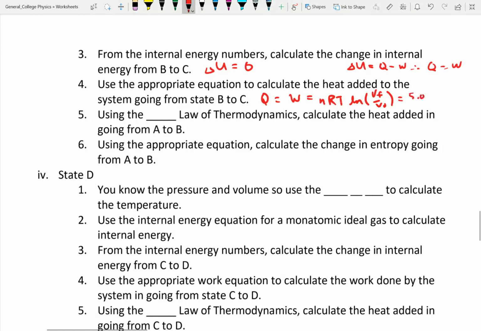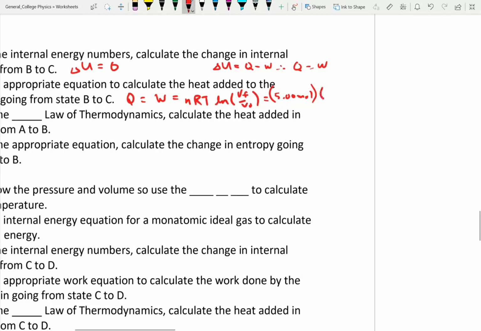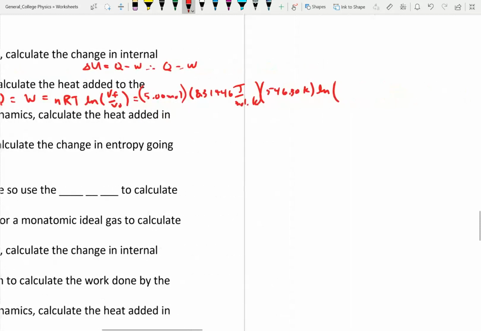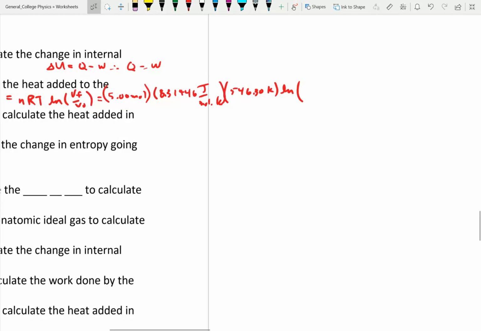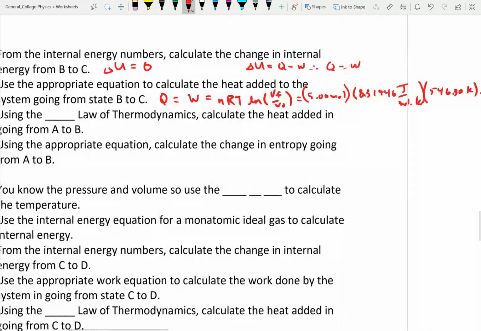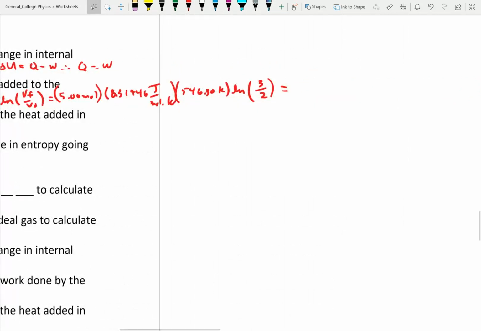Is equal to 5.00 moles times 8.31446 joules per mole Kelvin times 546.30 kelvins times the natural log of, and from the work we just did, V final over V initial is 3/2. And so when you do that calculation, you find that both the heat and the work are 9,208 joules.